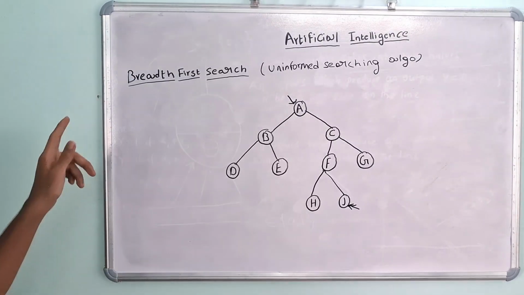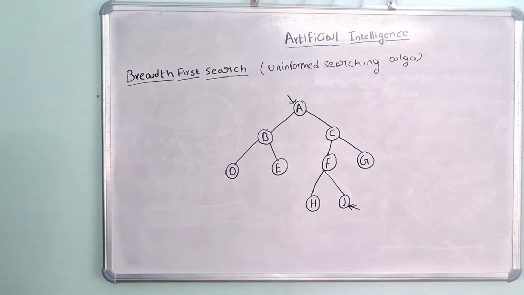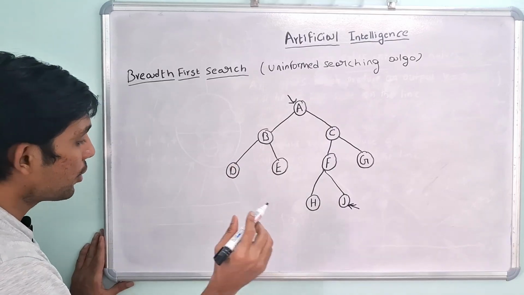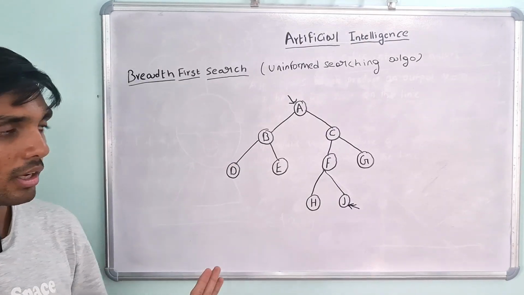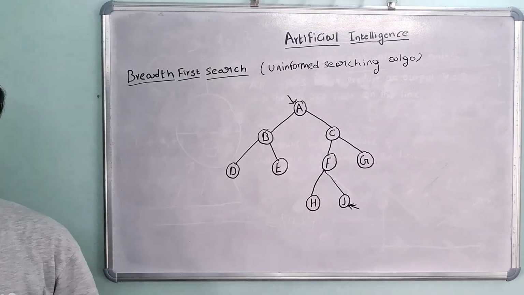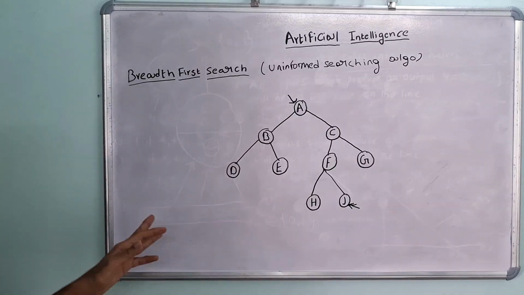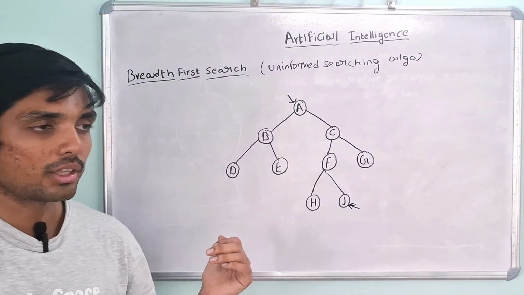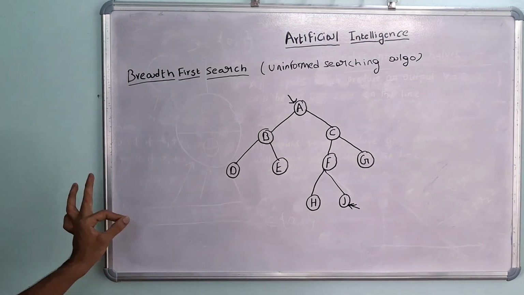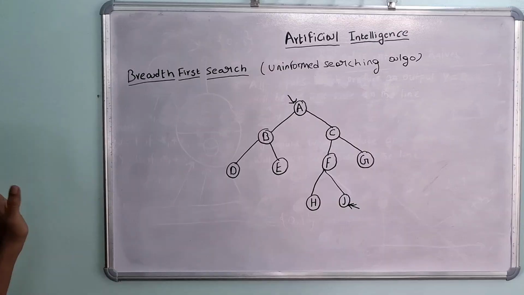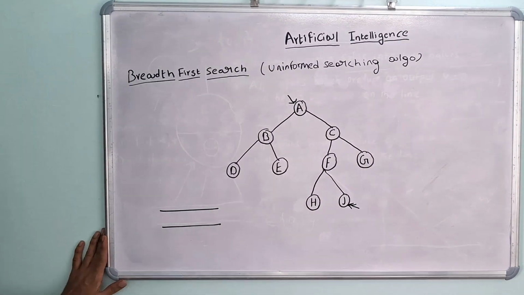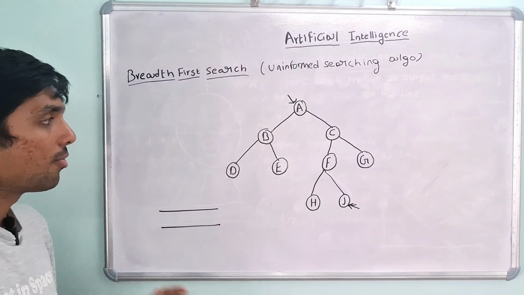Now let us see how the breadth first search algorithm works. Breadth first search uses a queue data structure. I think everybody knows about the queue data structure. It works on the principle of first in first out. The element which entered the queue first will exit the queue first. Okay, now let us see how this breadth first search algorithm works.